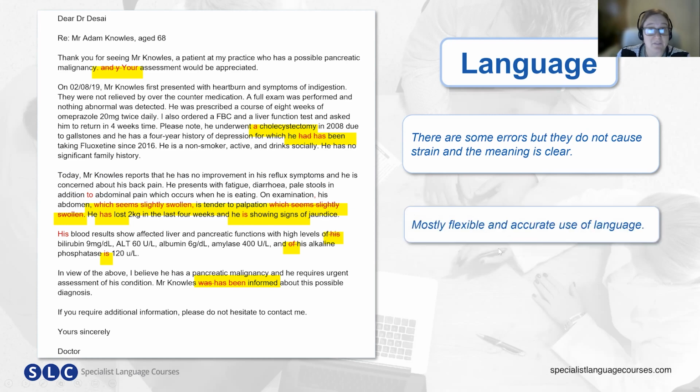So it's mostly flexible and accurate use of language, and I think it would score pretty highly here. So language would probably get a band 5, I would say. Organization and layout would also score quite highly. I think perhaps a 5.